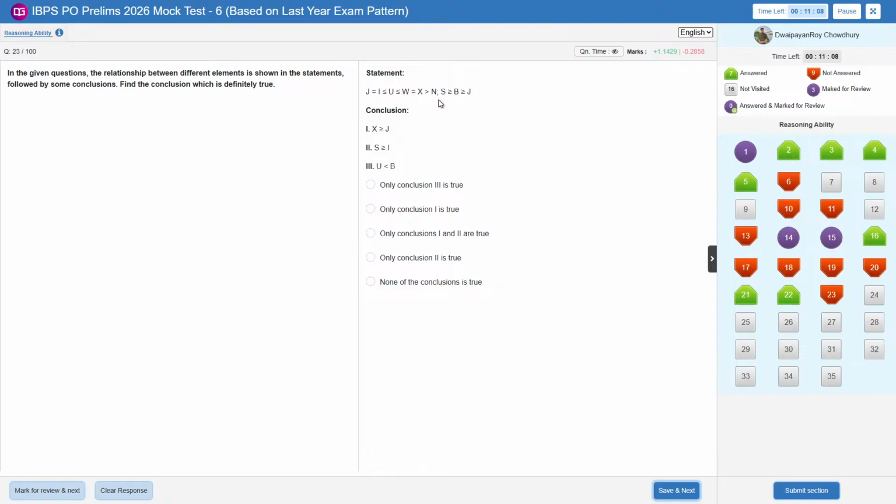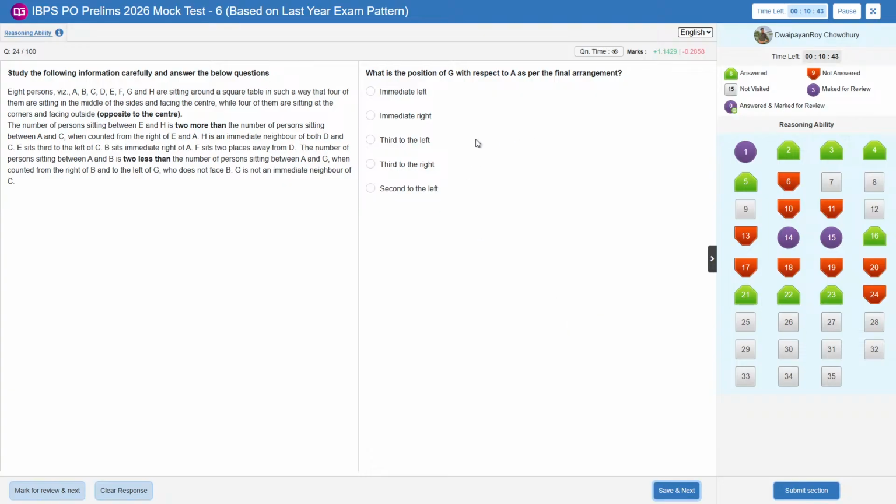Then X greater than J, X greater than N, X equal to W, U, I, J. Okay, X greater than equal to J, true, and S greater than equal to I, S greater than equal to J, and J equal to I, so this is also true. And U greater than B, U greater than J, J greater than equal to B, so U greater than equal to B, so only 1 and 2.